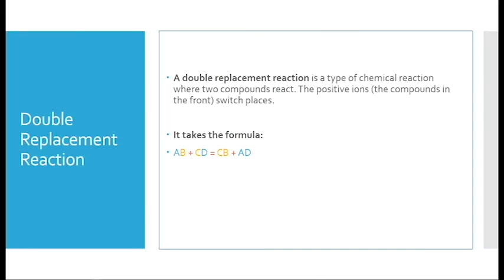I color-coded it so it would be easier to visualize. An example of this is shown below, where Na is going to switch with the hydrogen bonding with chlorine, so it makes NaCl and pure hydrogen.